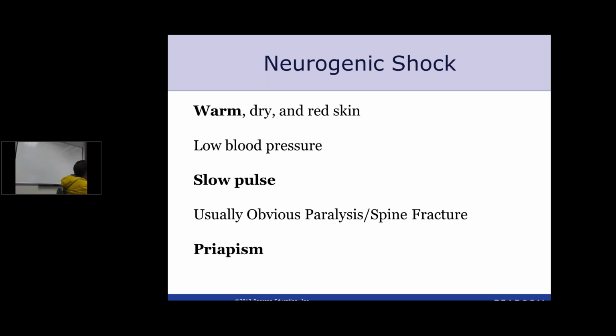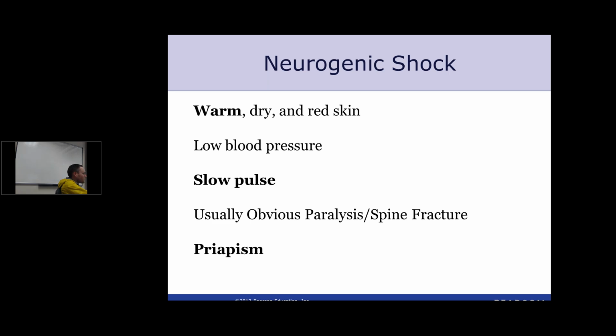So, neurogenic shock. I was wrong, guys. I'm glad you questioned me. Vasodilation, and maybe I'm trying to think of the various patients that I've had with spinal transections.